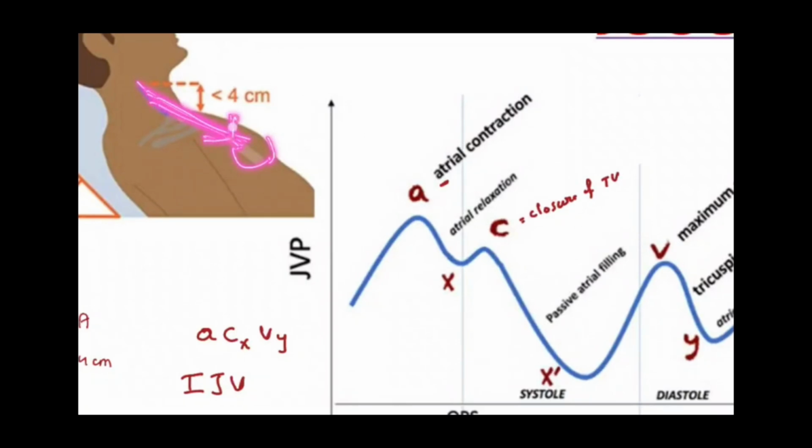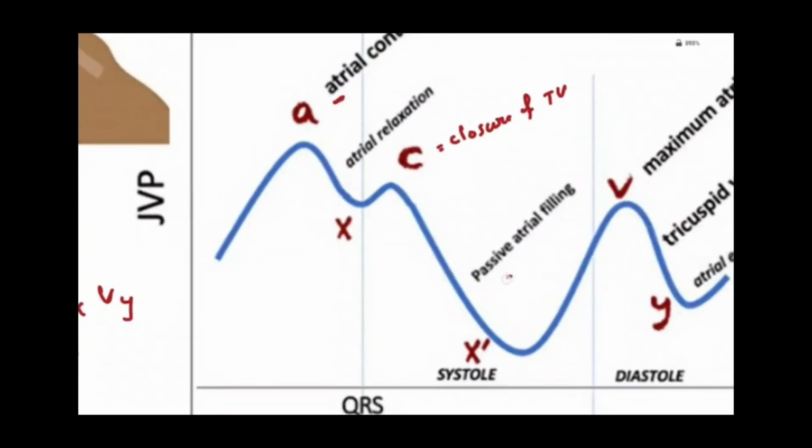And in which direction? Downward direction. So, what should happen? Again, a descent should happen. And this is the descent that you see, X dash. So this is the maximum descent because this is the filling phase. Very important: how much passively the filling occurs. 80% of the blood flows passively from atria to ventricle, okay.